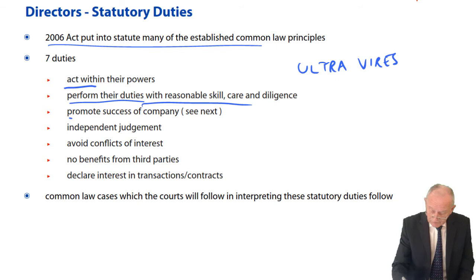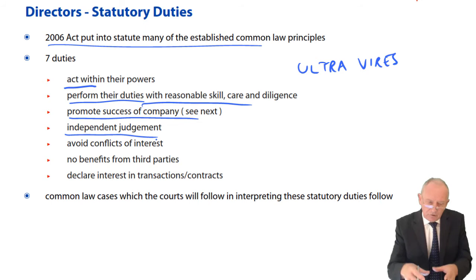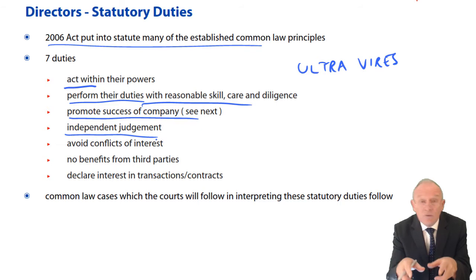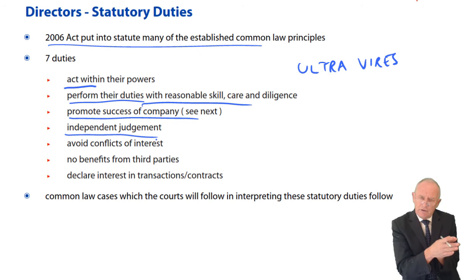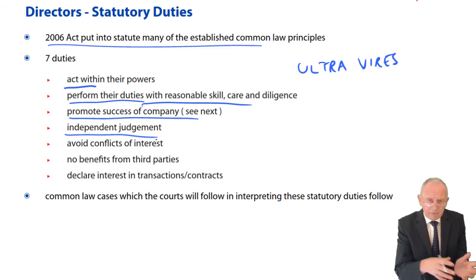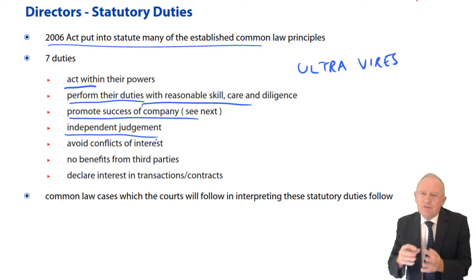Promote the success of the company. We'll see greater detail about what's involved in promoting the success. Independent judgment, they bring to their office independent judgment. You may say, well, how can they be independent if they're directors of the company? They need to exercise their skill, care, and diligence for the benefit of the company and should set aside their own personal interests. Is it good for me, but bad for the company? In which case, we won't do that. Is it good for the company, but bad for me? Well, I have to set aside my personal wishes and follow the route which is good for the company. So the approach is to act as though they were truly independent: what is best for the company.